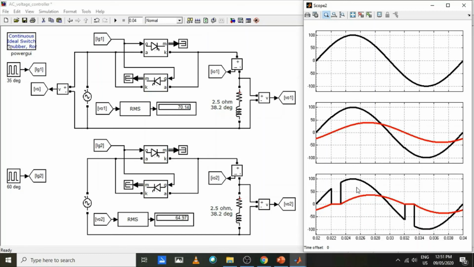Nevertheless, due to the inductive load, we can see the wave shape of the output current waveform is not following the output voltage waveform.